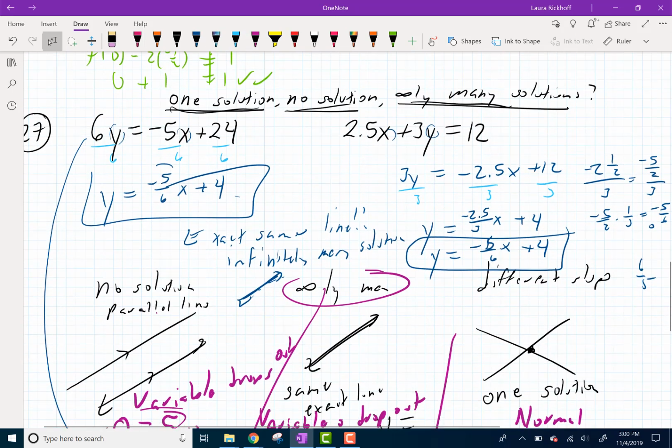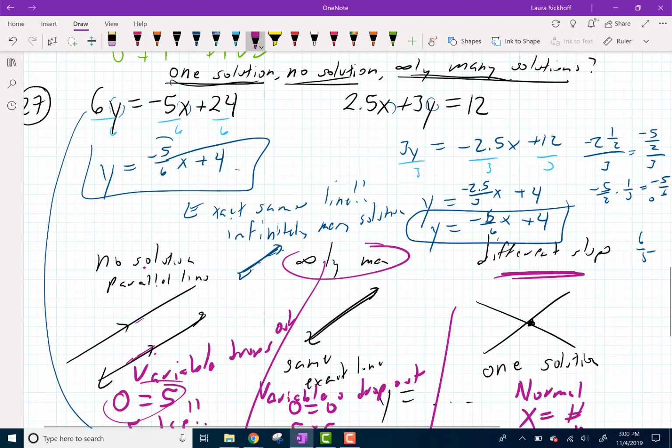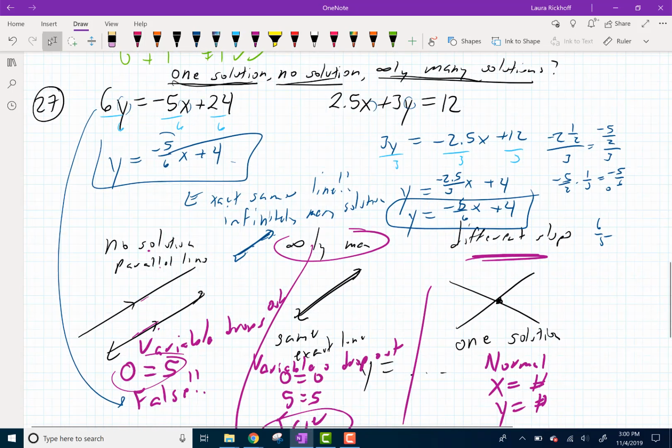But I do like also comparing the slopes and just comparing the lines. So if they're the same exact line, infinitely many. If they're the same slopes but just parallel lines, no solution. And if they're different slopes, then they have to have one solution. Sorry, my notes are messy, but hopefully you're writing this and making your own beautiful notes.